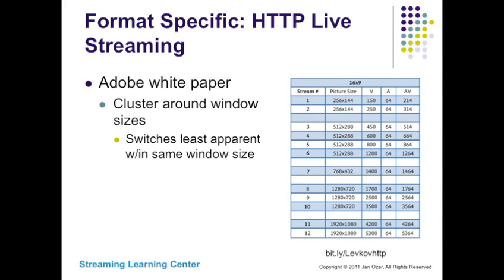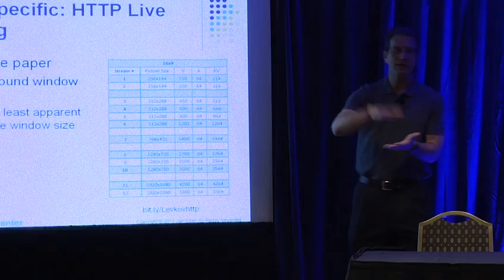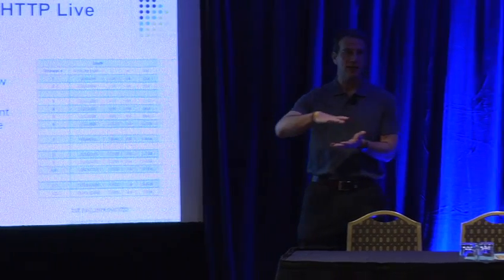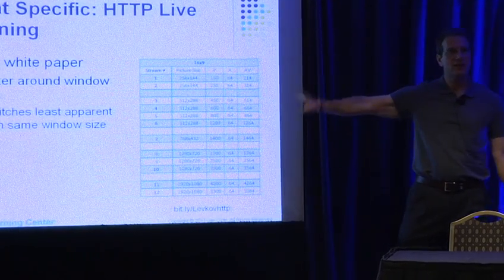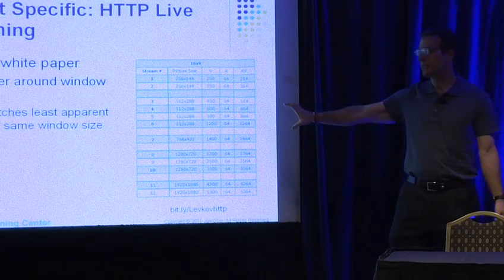Okay, so that was Apple. This is a very detailed Adobe white paper, and Adobe takes what MTV is talking about one step further, and it's a pretty good logical step. They're saying it doesn't make sense to have one stream at every window size. It makes sense to have at least one or two streams at every window size, because that way we can switch streams within the window size. So they recommend choosing window sizes and then clustering within those particular window sizes.